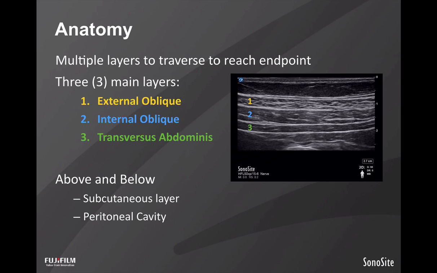Where we want to go is right in between number 2 and number 3. In between those two muscles, we want to penetrate that fascial layer, and then separate those two muscles, such that the internal oblique will go superficially and the transversus abdominis muscle will go deep.